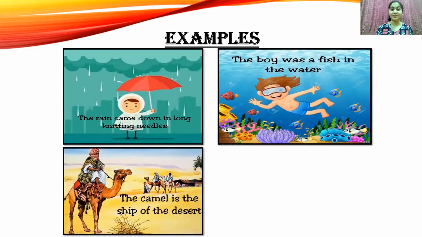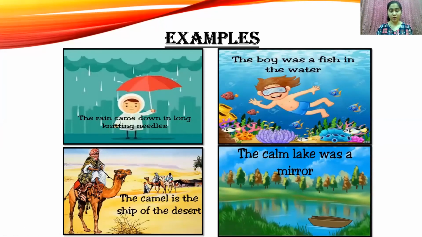The camel is the ship of the desert. Once more, the camel is not actually the ship of the desert. Rather, there is an indirect comparison which has been made between the camel and the ship. As the camel transports people from one place to another, similar is the case with the ship that transports people from one place to another.